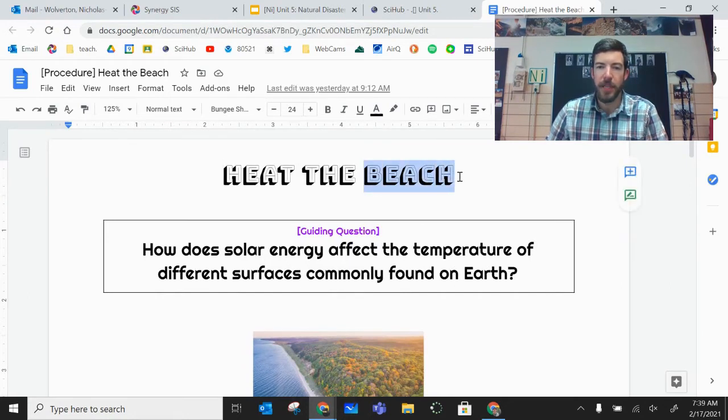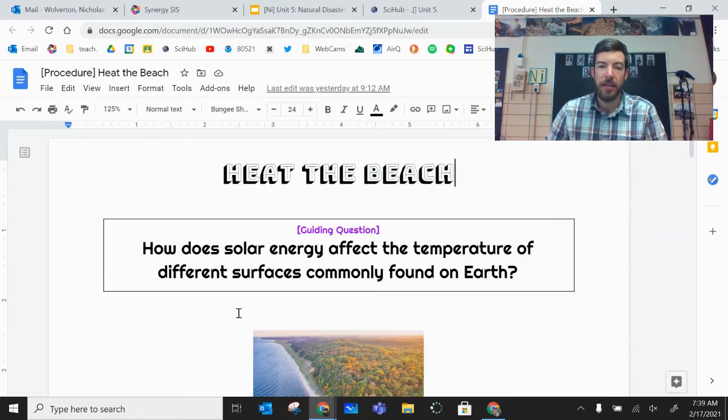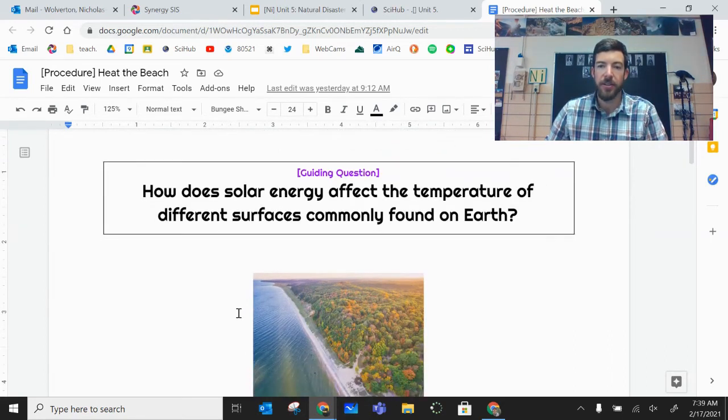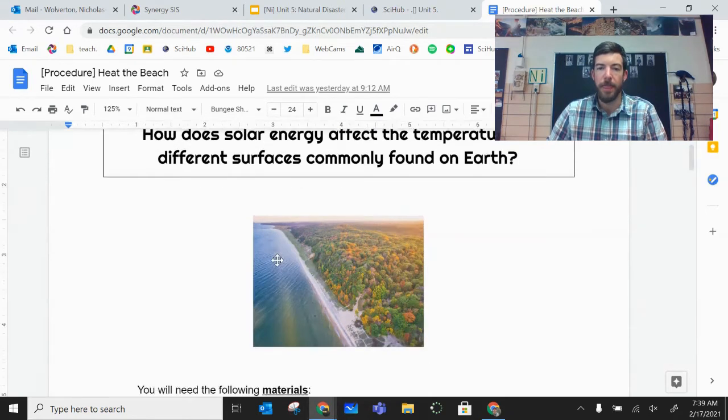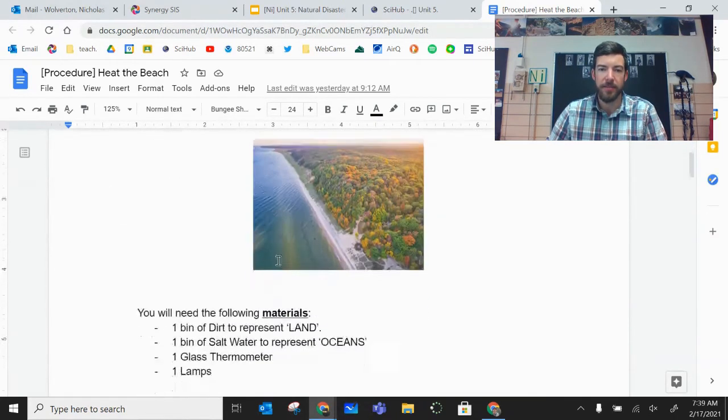So I say heat the beach because a beach is an area where the land meets the water. And if we look at the planet Earth, 2/3 of our planet, so about 66%, is water, and the other 33%, the other third of our planet, is going to be land. So since most of our Earth is either land or water, we're going to look at how the sun hitting the land and the water have different impacts.